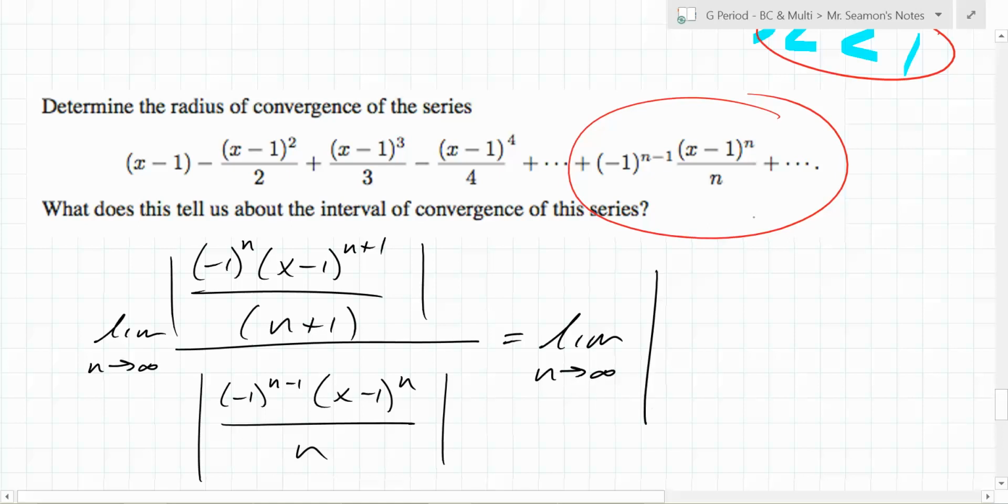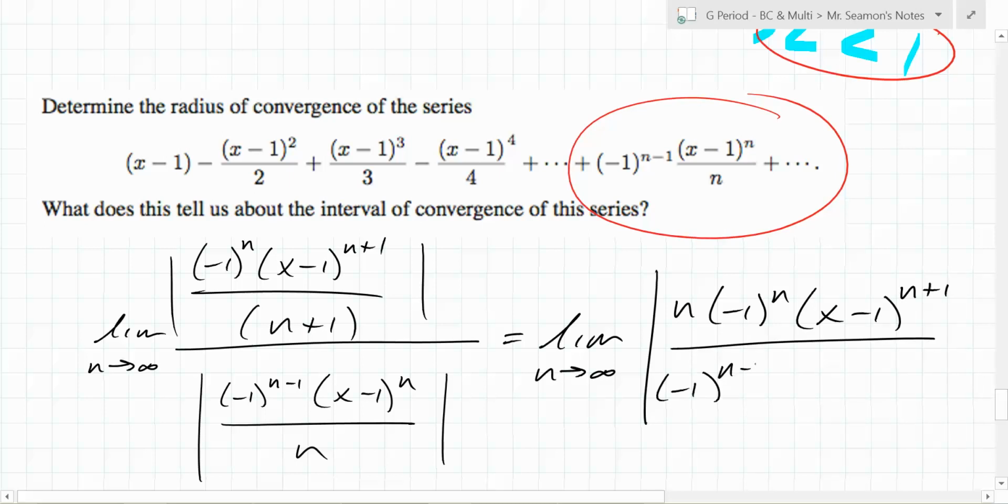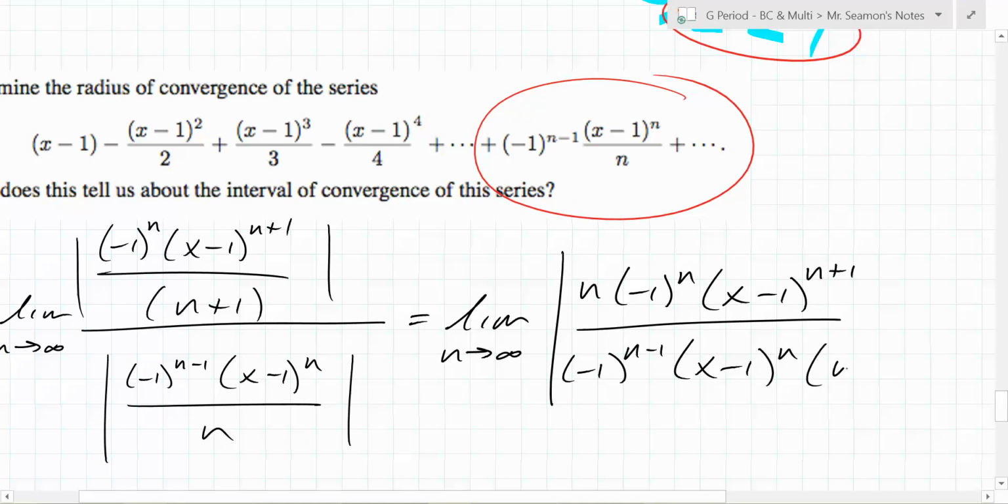So when we do this out, we end up with n times -1 to the n times x minus 1 to the n plus 1 all over -1 to the n minus 1, x minus 1 to the n times what? N plus 1. Here's what I'd like you to do. Finish this limit, and then I want you to answer the question as best you can. Where does this converge? Anybody figure it out?